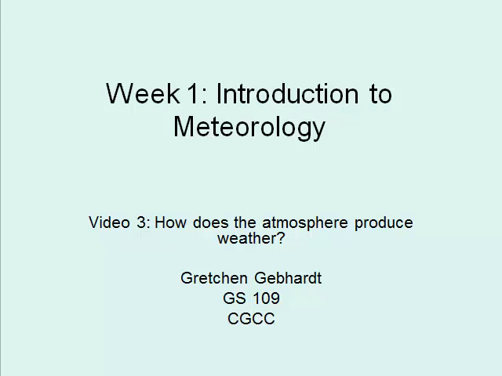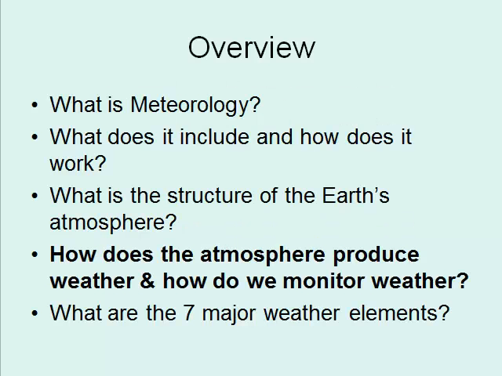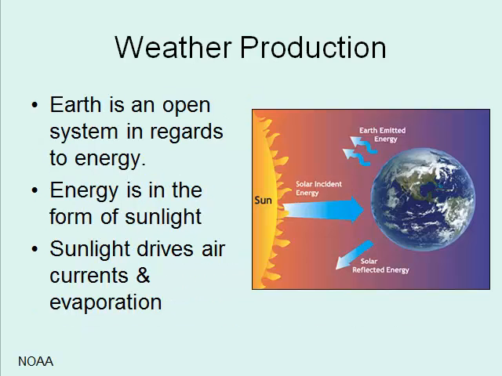Welcome back to week 1, and in video 3 we are going to get into a little bit of how the atmosphere produces weather as well as how we monitor the weather. So weather is produced because the Earth is an open system in regards to energy. We get that energy to the Earth's surface to help produce weather from sunlight.